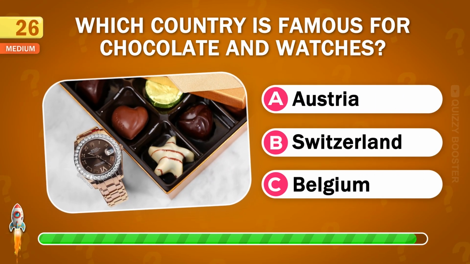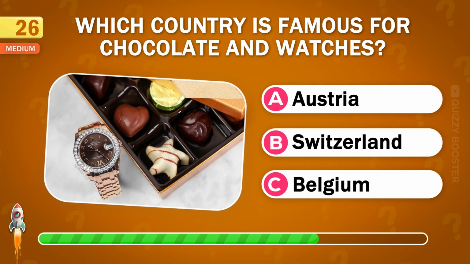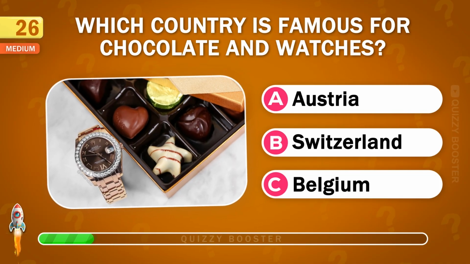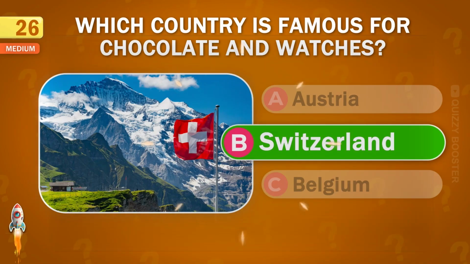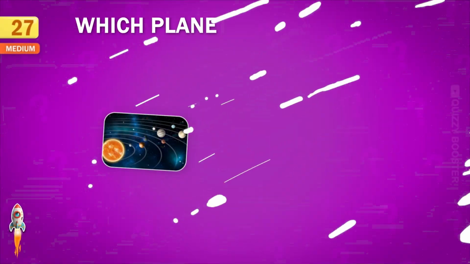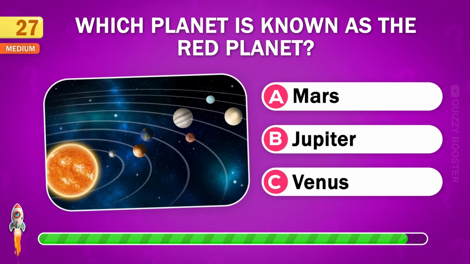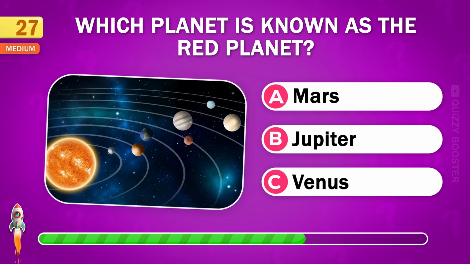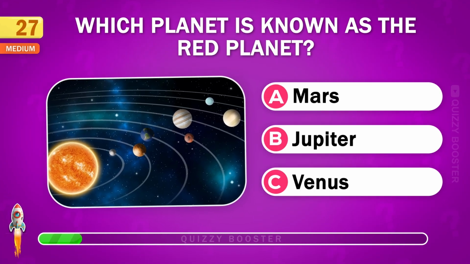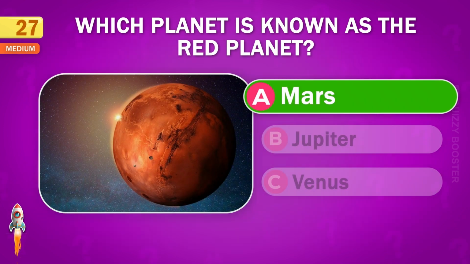Which country is famous for chocolate and watches? Switzerland, famous for its iconic watches and sweet treats. Which planet is known as the Red Planet? Mars. It's called the Red Planet due to iron oxide.